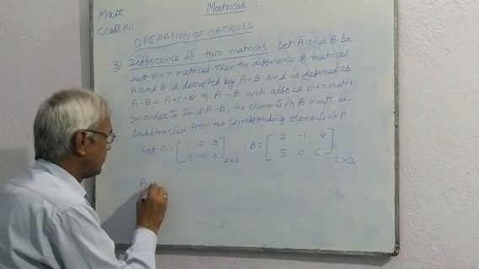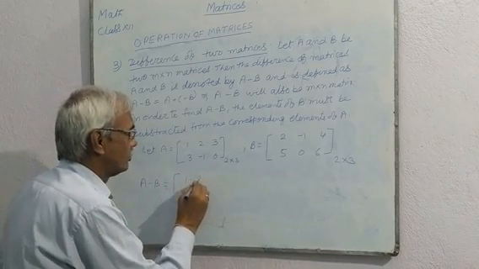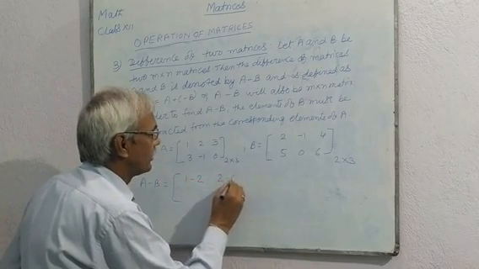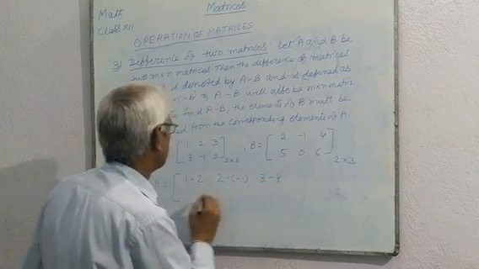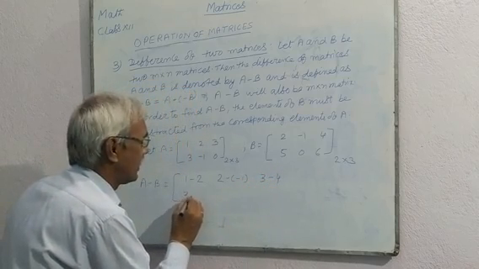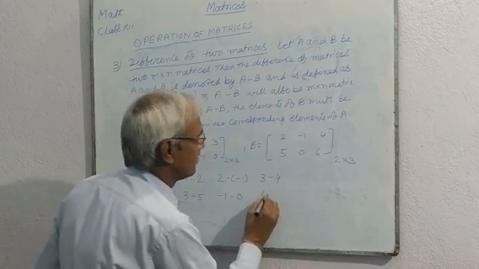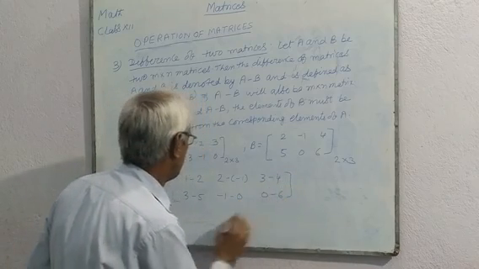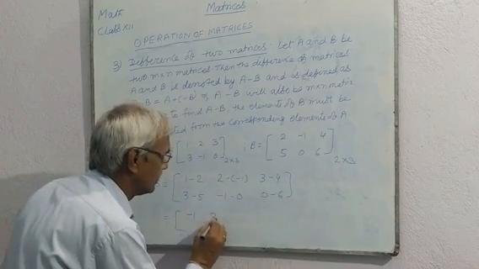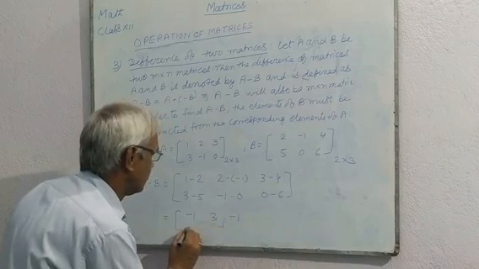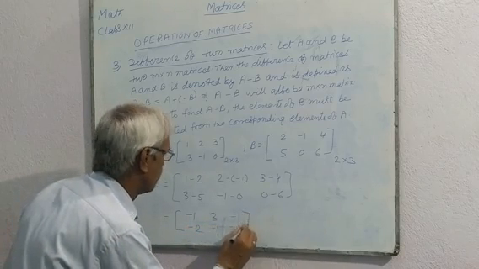Then A minus B equals 1 minus 2, 2 minus minus 1, 3 minus 4, 3 minus 5, minus 1 minus 0, 0 minus 6, equal to minus 1, 3, minus 1, minus 2, minus 1, minus 6.